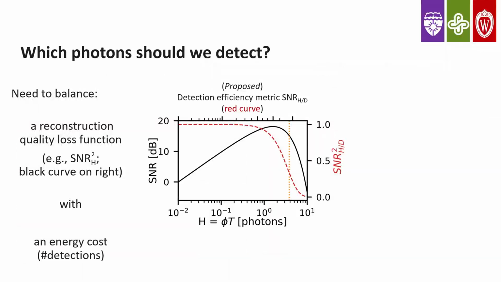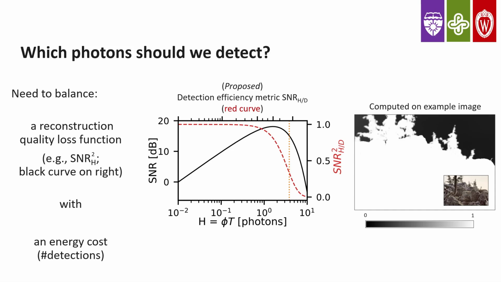So what we want to do is to balance result quality against the energy cost, for which we propose the metric of detection efficiency, which is the ratio of signal to noise ratio and the number of photon detections at a pixel. It captures this sense of diminishing returns on signal quality as pixels start to saturate. Metrics like this could be used to guide capture policies for SPAD sensors.